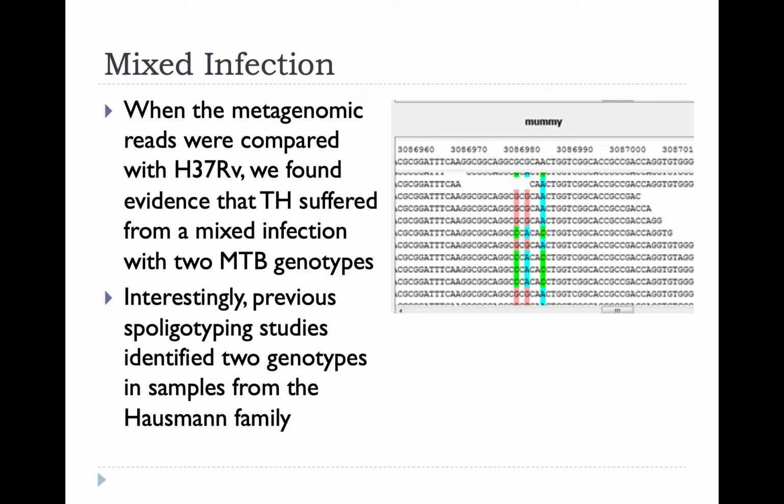And so what this meant was that there was a mixture of 2 different strains of Mycobacterium tuberculosis, 2 different genotypes in this individual. And there had been some rather more rudimentary attempts to type the strains in these samples previously using an approach called spoligotyping, and that had suggested that there were 2 different genotypes circulating in the Hausmann family. So in Terezia Hausmann's mother, I think, had a separate genotype as well.